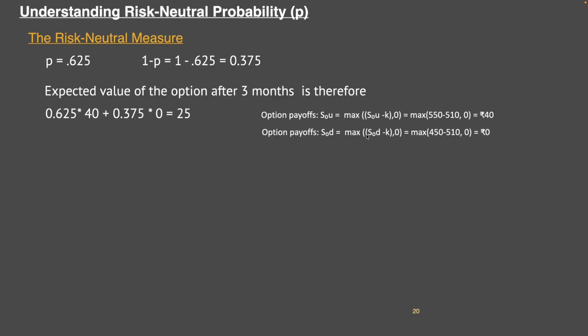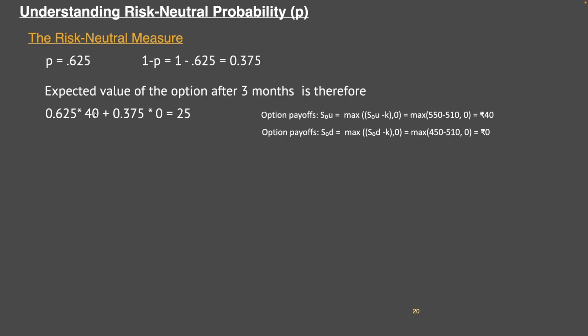and the option payoff at S0D is max of S0D minus K comma 0. Here S0D is maximum of 450 minus 510 comma 0. So 0 will be higher, because this is going to give you a negative value. So the option payoff will be 0. That is how you have got FU will be 40, that is the option payoff FU will be 40, and FD will be 0. So that is why we have.